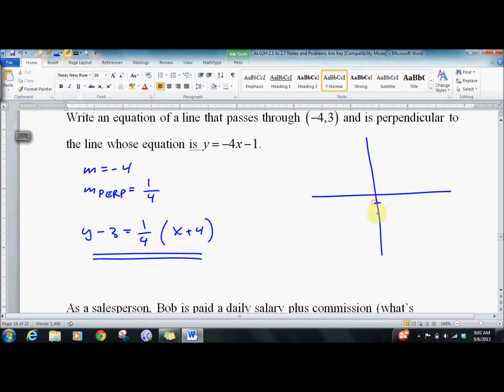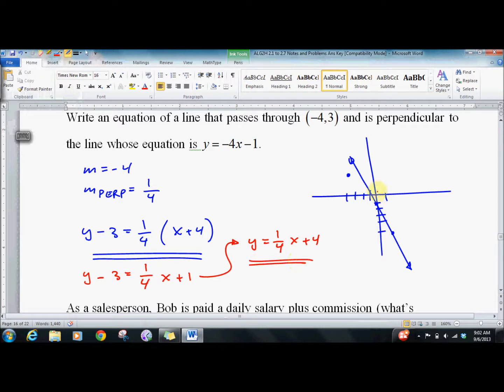Negative 4x minus 1 is down 1. 1, 2, 3, 4. So it should be something like this. And negative 4, 3. 1, 2, 3, 4. 3 is there. In this equation, I have to change it over to graph it. I could just graph it here, but I like making it into y equals mx plus b. Just makes me feel better. Up 1 over 4, down 1 to the left 4. Goes through the point, and it's roughly perpendicular. Looks like I did it right.